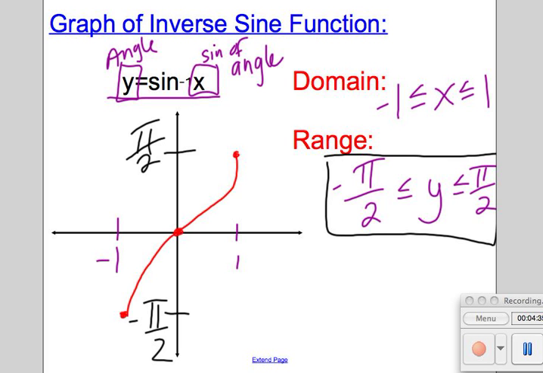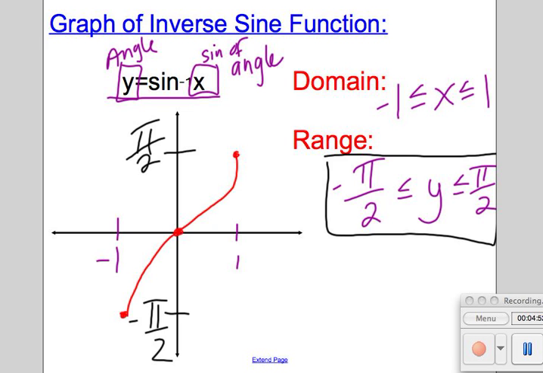Now we are not going to be graphing sine inverse, but we need to know things like the domain and range in order to calculate sine inverse functions. So we won't actually worry about the graphs or the transformations of the graphs and so on. We're mostly worried about the domain and range of these functions.